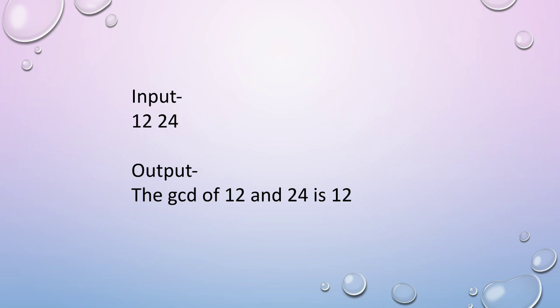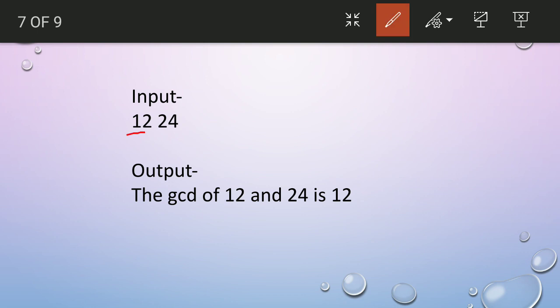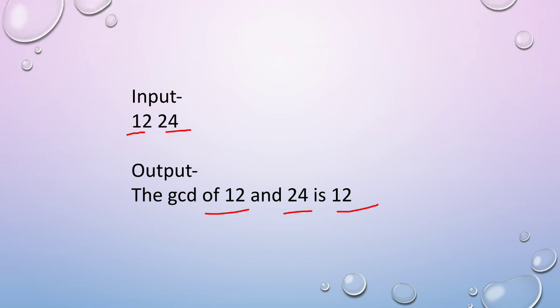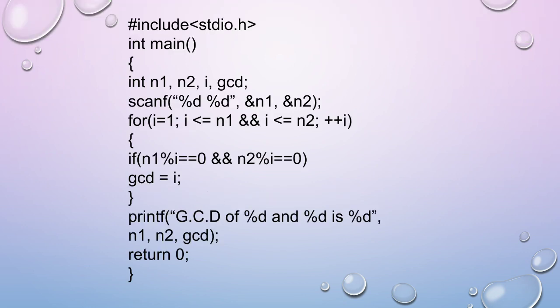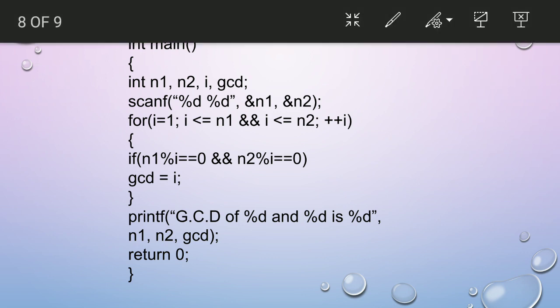So in this question, we want the GCD of two numbers. The first number is 12 and the other number is 24. So we want the GCD of 12 and 24, that is 12. We all know how to find the GCD, so I will directly jump into the program. See here, we have taken two variables, n1 and n2. n1 contains the value 12 and n2 contains the value 24.